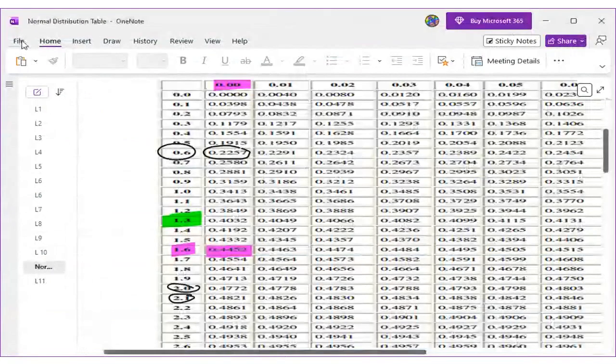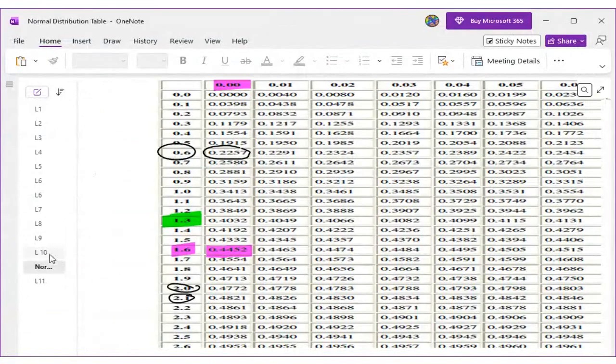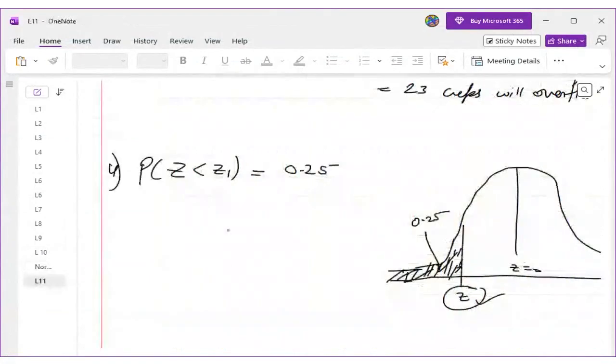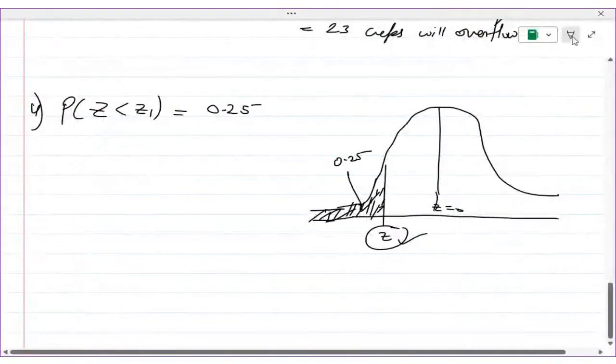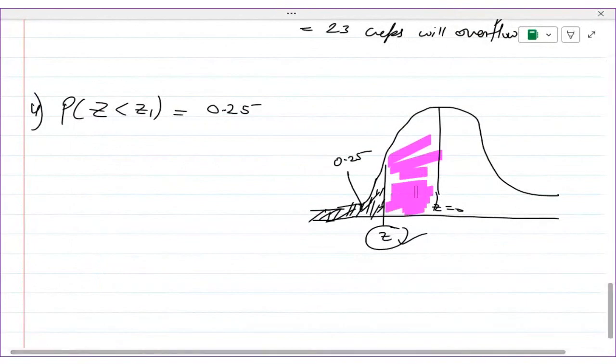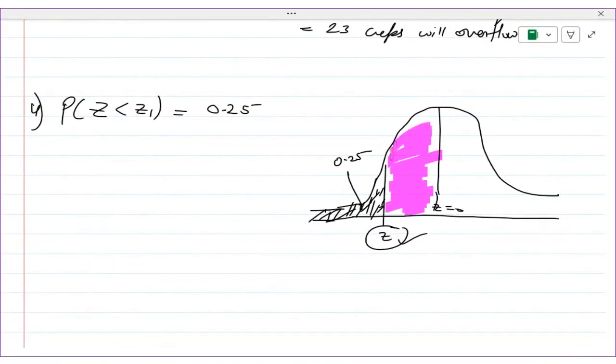The problem here is this table gives the value only between 0 and z, but I have to find the left side value. So if this much is 0.25, what will this one be? The black shaded is 0.25, so how much will the pink color be? 75%.